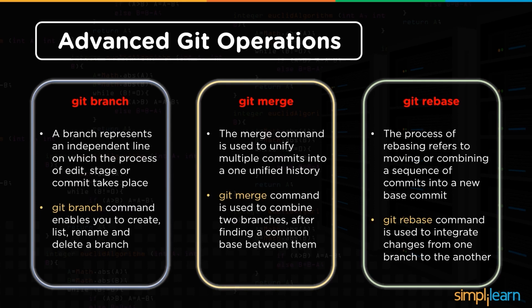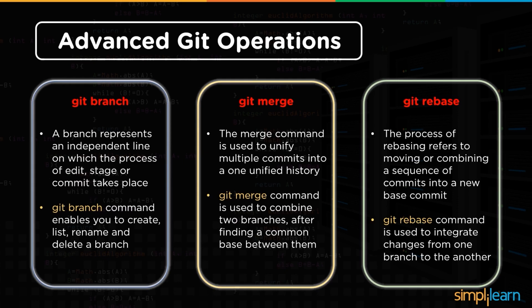So the commits are done isolated from each other. If you're doing some commits in the develop branch, it will not have any kind of impact on the master branch. The git branch command is used to create a branch, list branches, delete a branch, or rename a specific branch also.